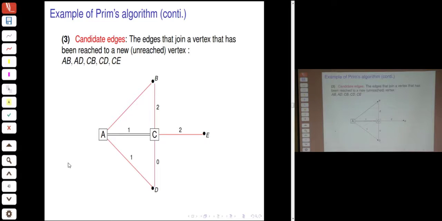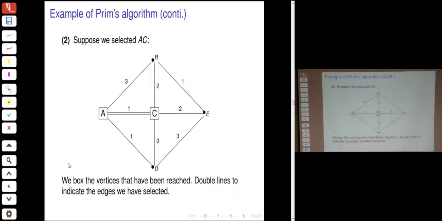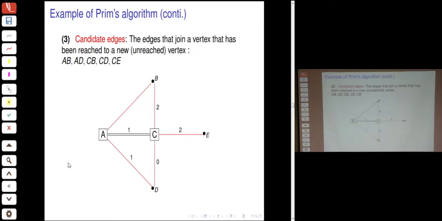So we look at the edges that join a vertex that has been reached, which is the boxed guy, to a new one. New means these unboxed guys, right? So there are 5 possible connections. These 5. Okay, what is the weight of this? 3. Right? This weight is 3. Sorry, I missed the number. Okay, so there are 1, 2, 3, 4, 5 possible connections.